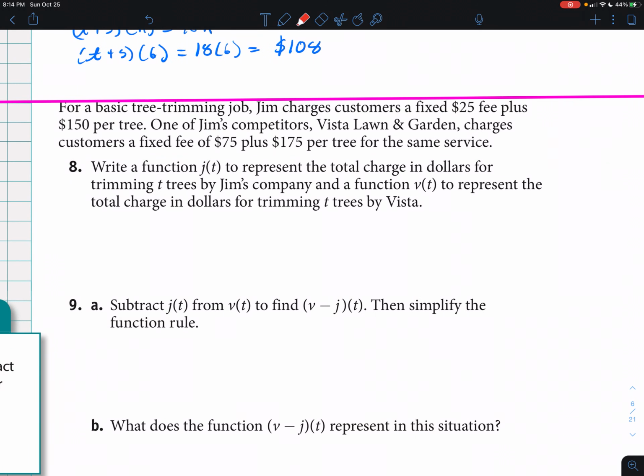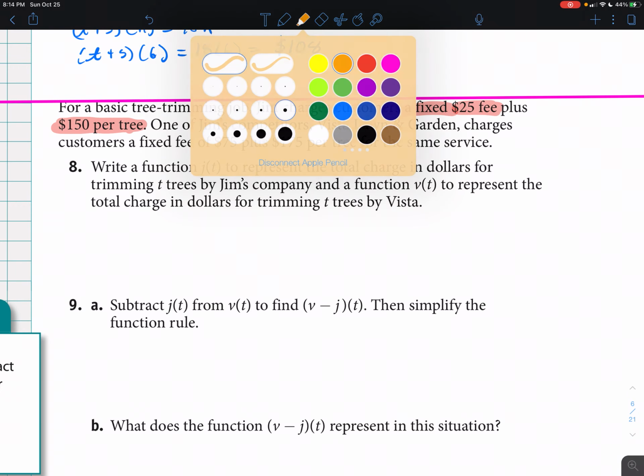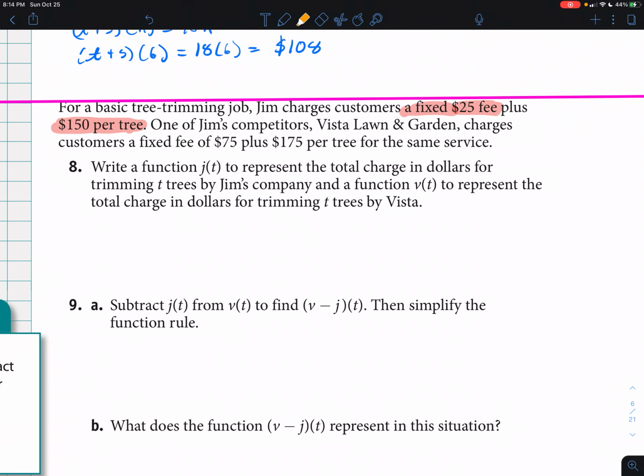For a basic tree trimming job, Jim charges customers a fixed $25 fee plus $150 per tree. Y'all, that sounds like a y-intercept and a slope to me. We've got a fixed fee, a starting amount, and then a rate, $150 per tree. One of Jim's competitors, Vista Lawn and Garden, charges a fixed fee of $75, and their rate, or slope, rate of change, is $175 per tree. So we're comparing two companies here.